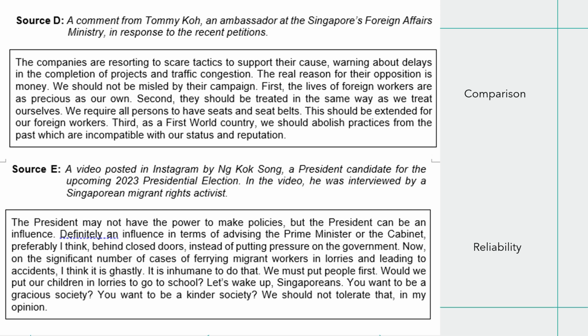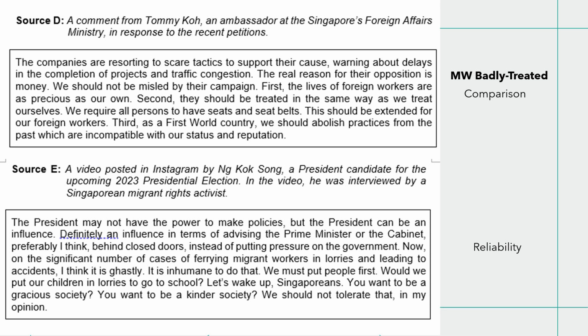Source D, wow, Tomiko. So what did he say? He says that, wow, how can we be treating them this way? They should be having seats and seat belts instead of sitting on the lorries. This is a first world country which abolished such practices. So he's actually angry towards how migrant workers are being treated. So migrant workers are treated badly in Singapore.